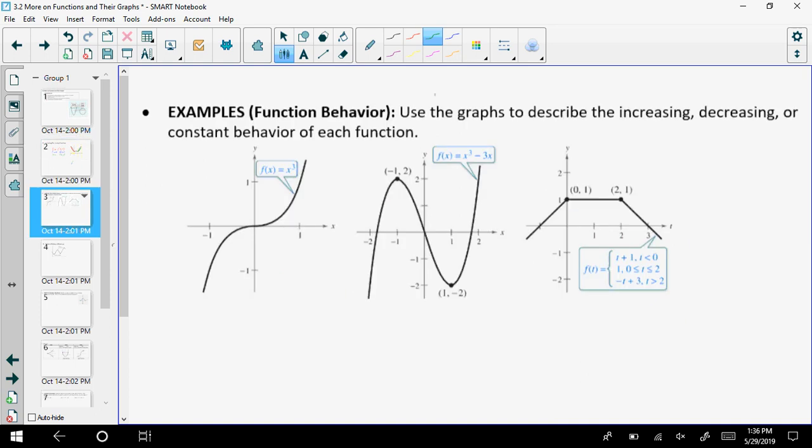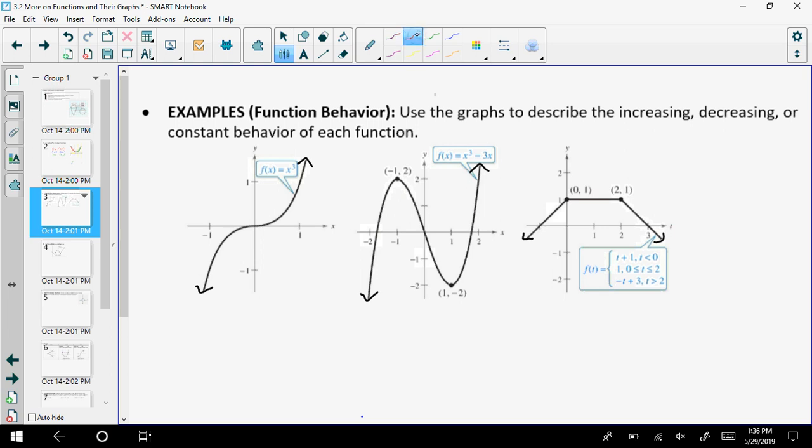Let's try some examples. Use the graphs to describe the increasing, decreasing, or constant behavior of each function. Now, one thing I forgot to add on here that I would like you to add before we do these: the graphs should have arrows, meaning they're going to keep going. So please draw in the arrows.